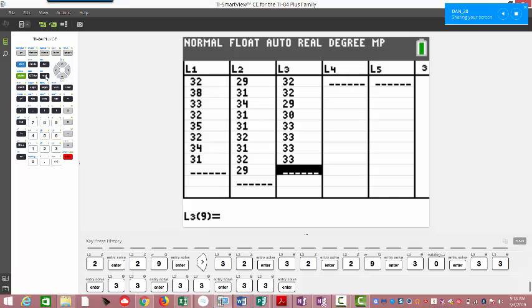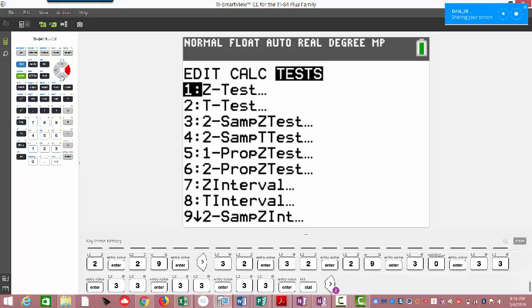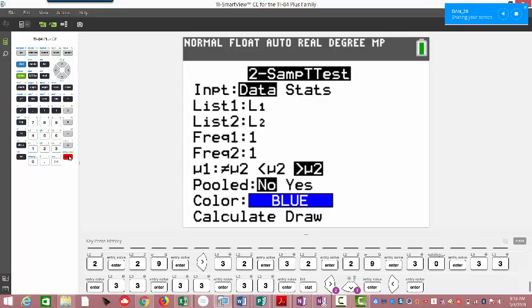Now, when we go into stat and tests this time, we still pick the 2-sample t-test, but this time we're not doing stats, we're doing data because we entered our data into list 1 and list 2, list 3, list 4. So what you have to do is you have to fill in the chart. So it asks you to test 1 and 2. So you would leave list 1 and list 2. Leave the frequencies as 1.